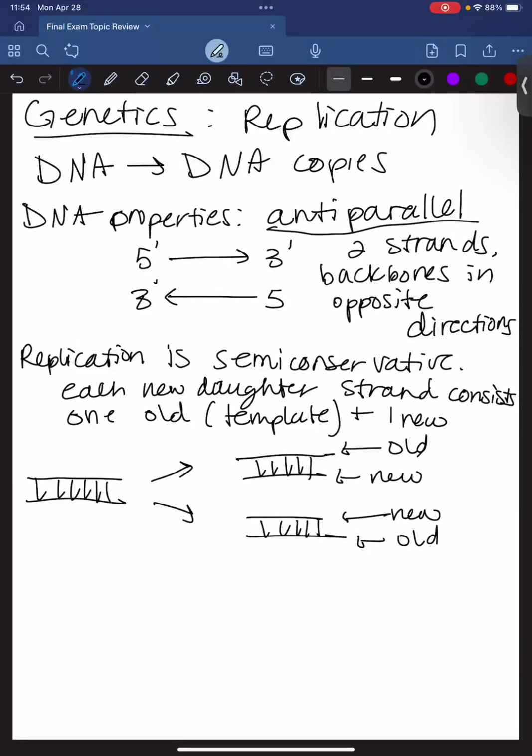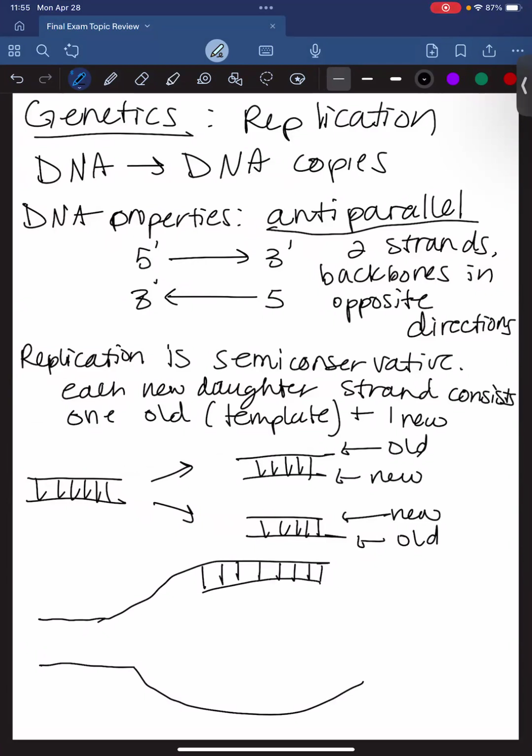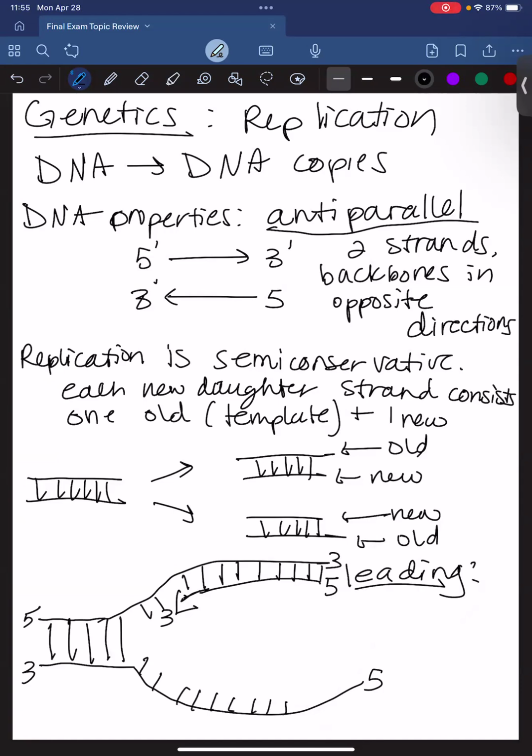So lagging strand and a leading strand. And this is basically because, let's draw it out. If we're going in this way, this will be the leading strand, because we're able to add continuously. The leading strand is always continuous. The lagging strand is made in fragments and parts. And what are those parts called? Do you guys remember? Okazaki fragments.